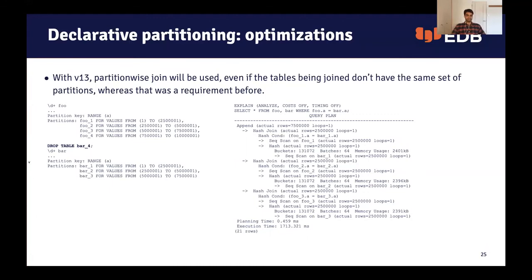So for example, if I delete one of the partitions of bar, the query can still use partition-wise join with version 13. Now in this case, when foo has 4 partitions but bar has 3 partitions, the foo4 partition doesn't have a joining partner on the bar side. So it means that foo4 doesn't need to be joined with anything on the other side. So what happens effectively here is that the foo4 partition has been pruned by joining.